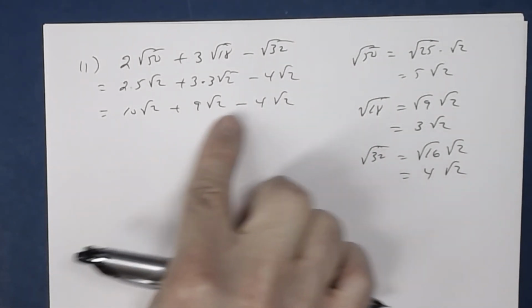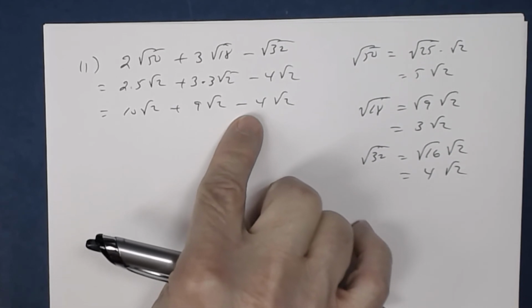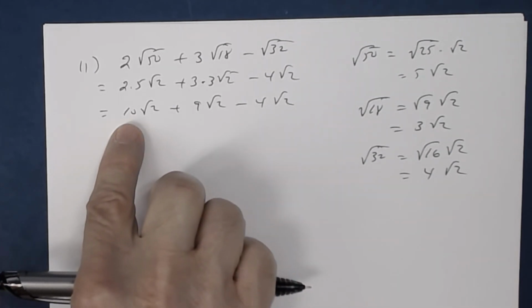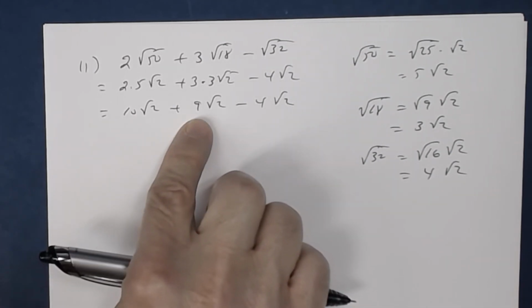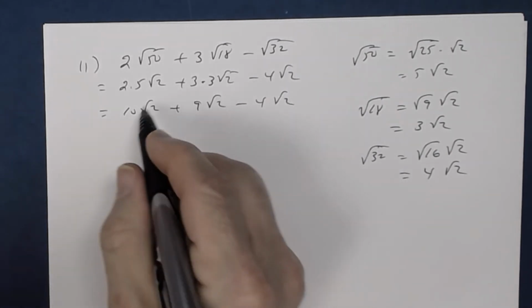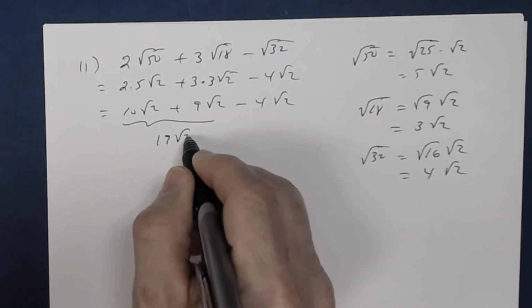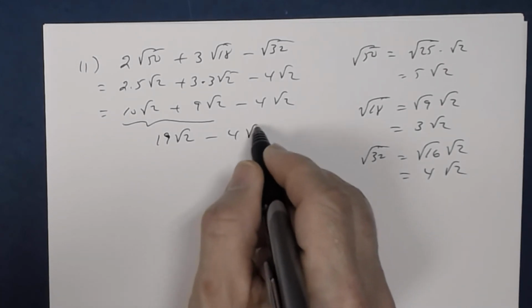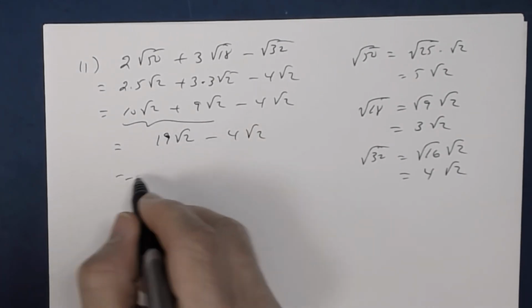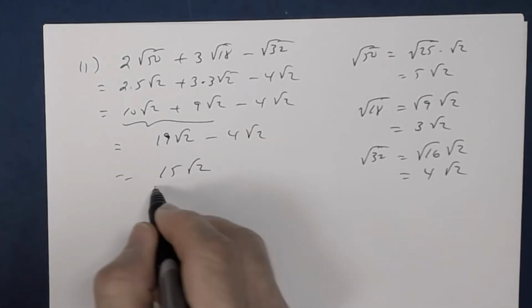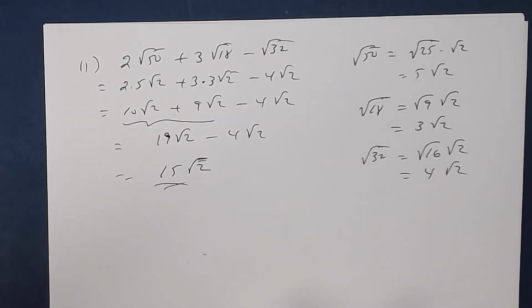Notice that all these are like terms. Yes, they're all like terms. So 10 square root of 2 plus 9 square root of 2 is 19, right? So that's 19 square root of 2. And then 19 square root of 2 minus 4 square root of 2 will give me, what's that, 15 square root of 2. And so that's your answer, 15 square root of 2.